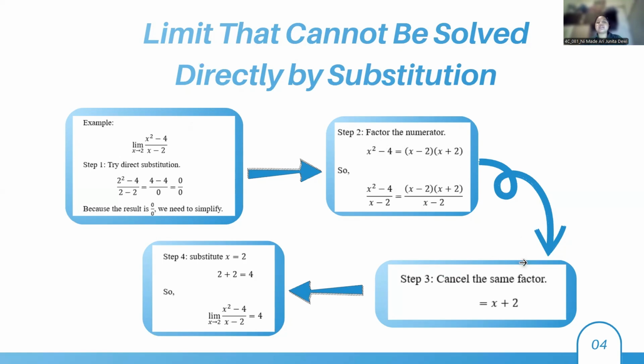Now, let's look at an example. Step 1, step 2, step 3, and step 4. Find this limit.